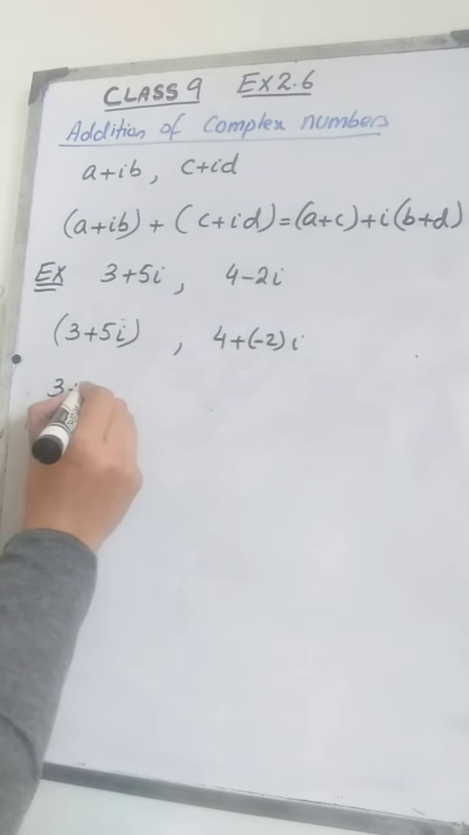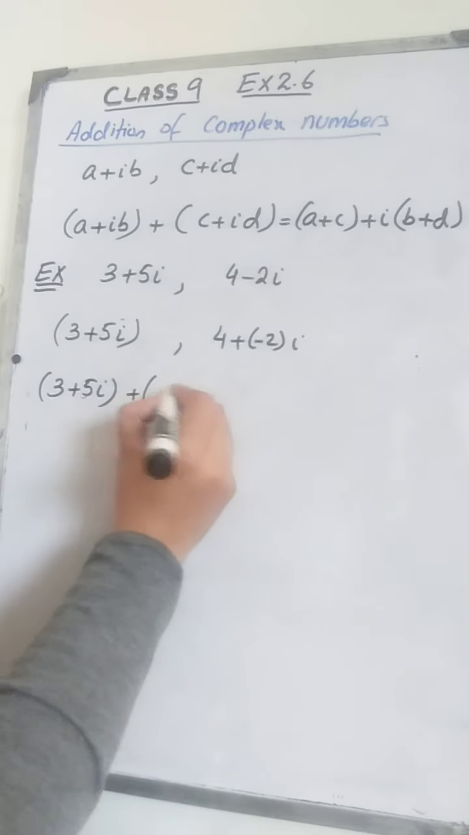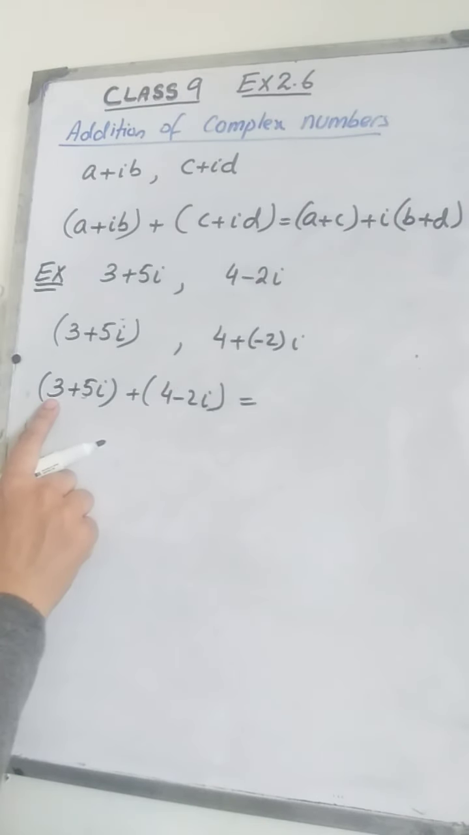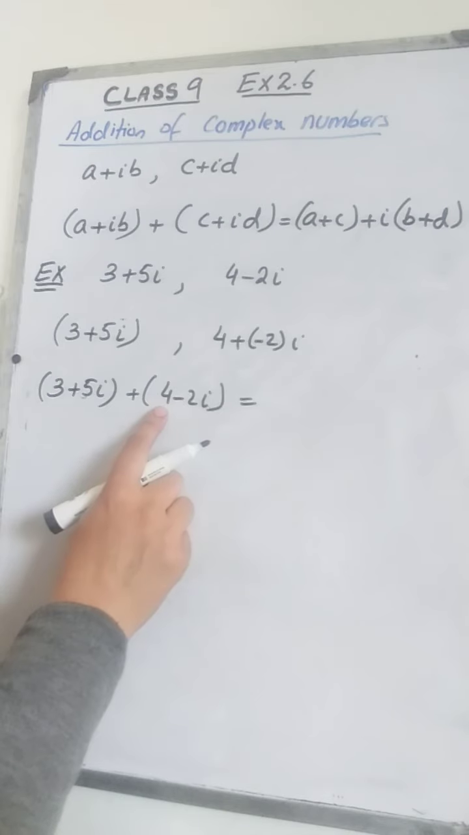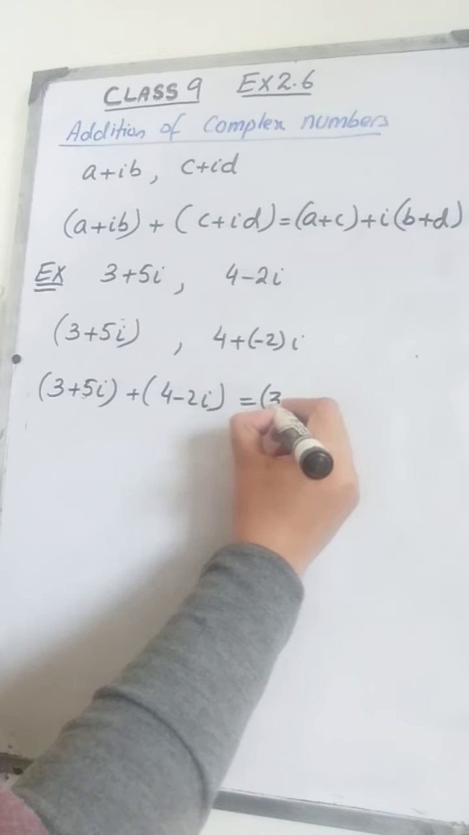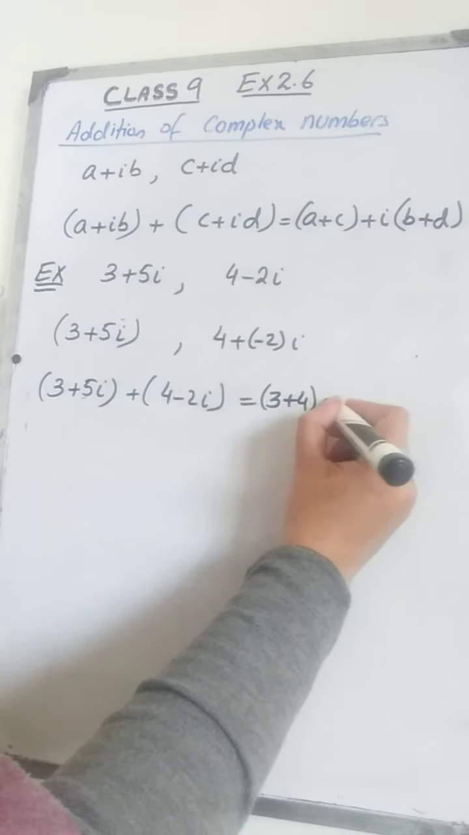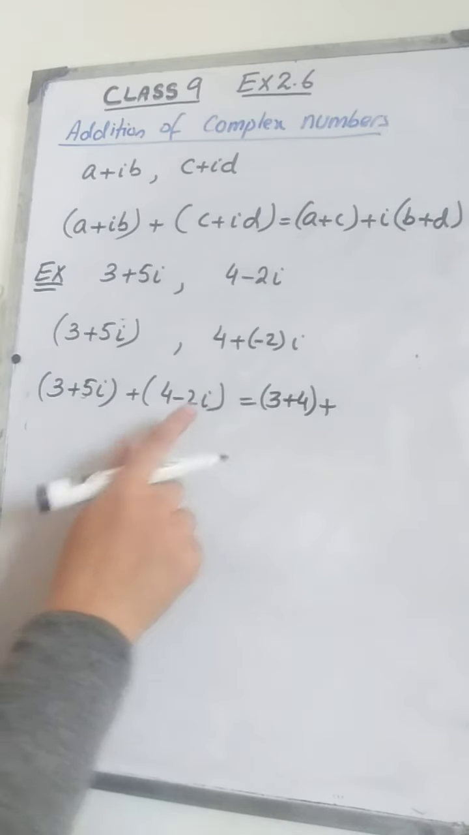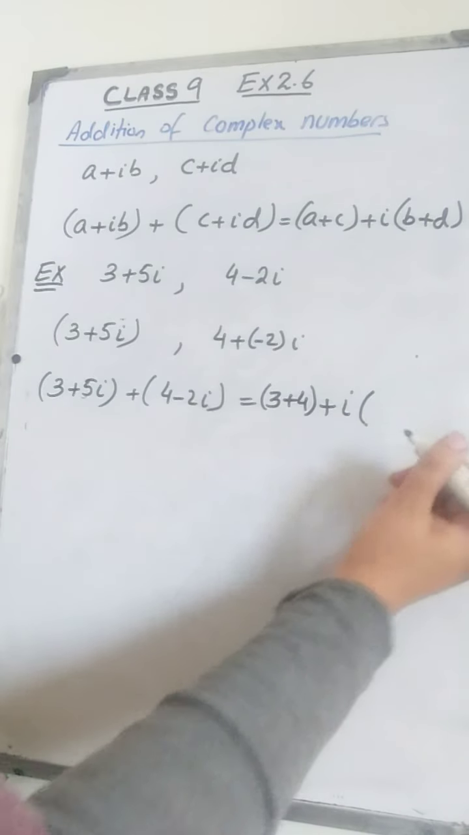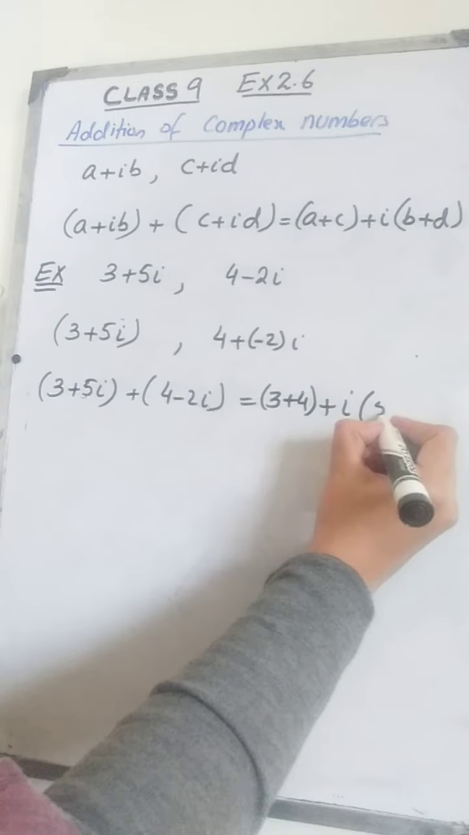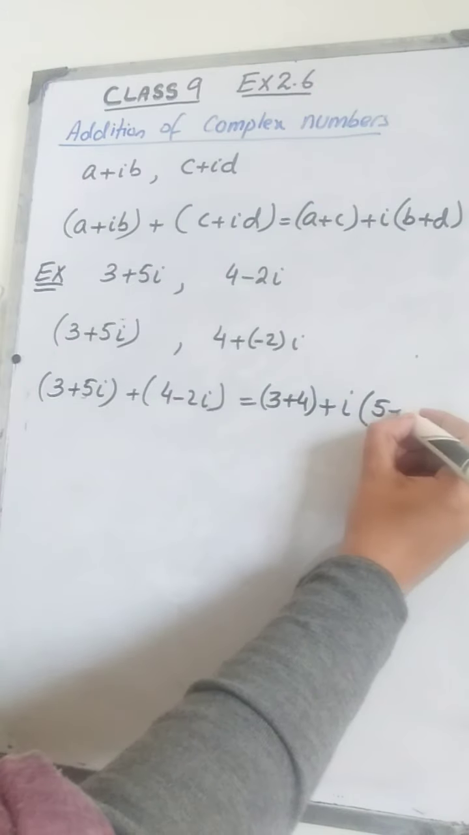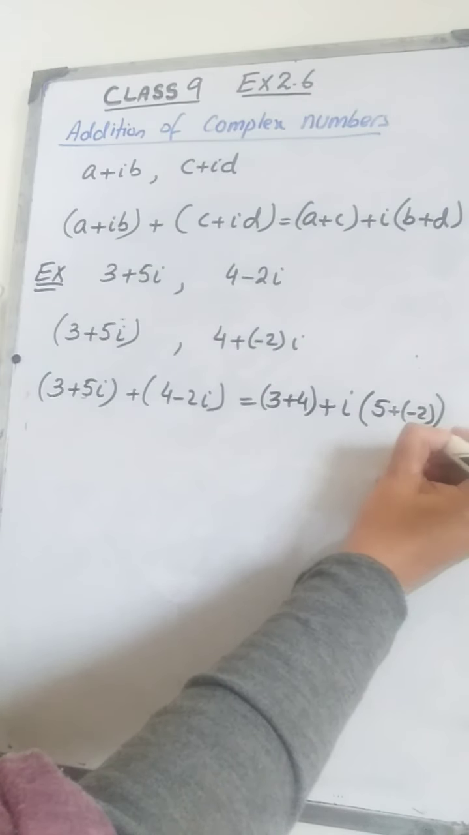How do we add them? First number plus the second number. We add the real part of the first number to the real part of the second number. The real part of the first number is 3, and 3 is going to be added to 4. So 3 plus 4. Now when you are adding the imaginary parts, you put an iota first, and then add the imaginary parts in brackets. The imaginary part of the first number is 5, plus the imaginary part of the second number, which is negative 2. So this is how you write it.